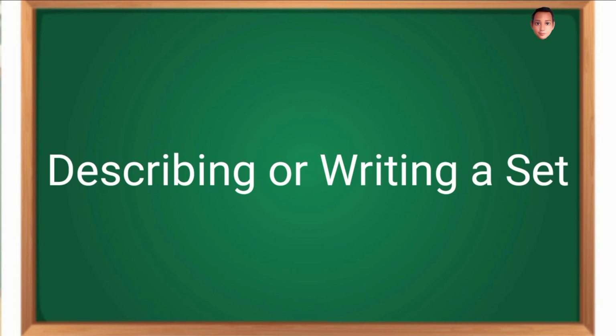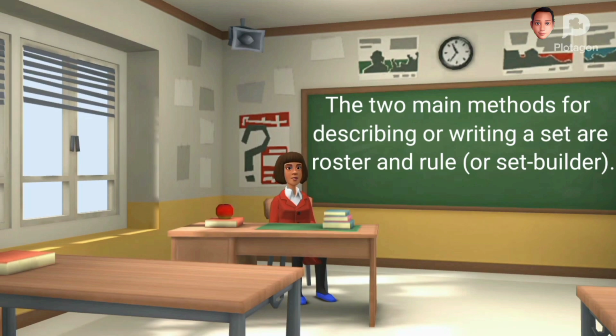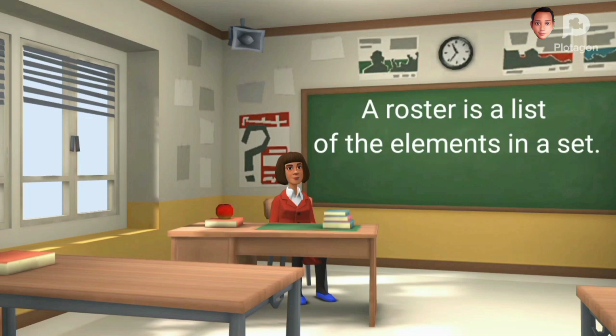Next, describing or writing a set. Consider the set of natural numbers from 1 to 5. Let this set be set A. How are we going to write this set? The two main methods for describing or writing a set are roster and rule or set builder. A roster is a list of the elements in a set.